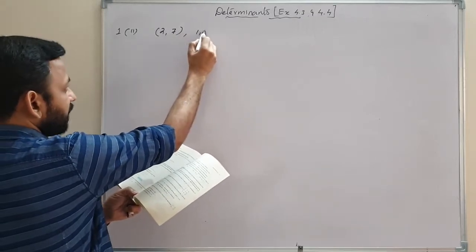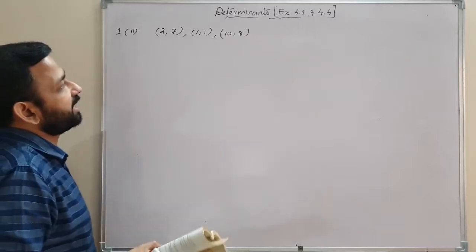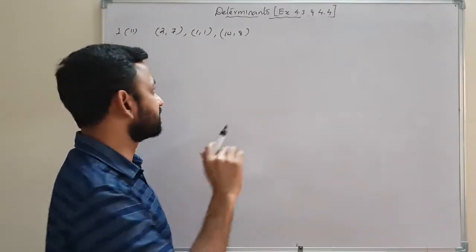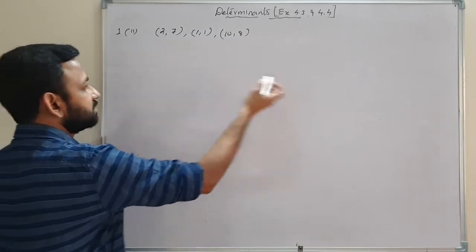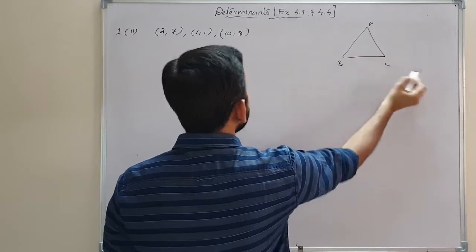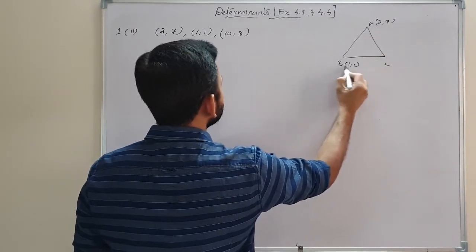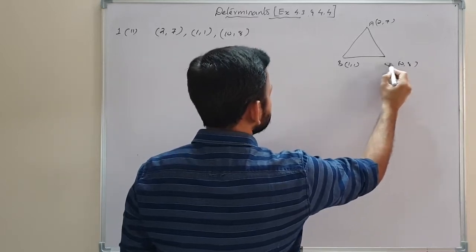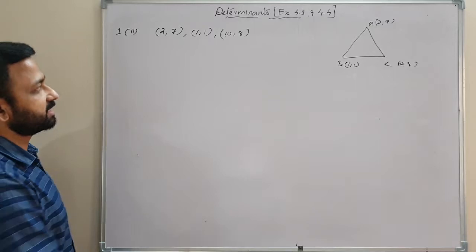The vertices are (2, 7), (1, 1) and (10, 8). So we need to find the area of the triangle formed by these 3 vertices. Now I need to draw the figure. Anyway, you just draw the figure. The points are (2, 7), (1, 1) and (10, 8). We need to find the area of the triangle formed by these 3 vertices.